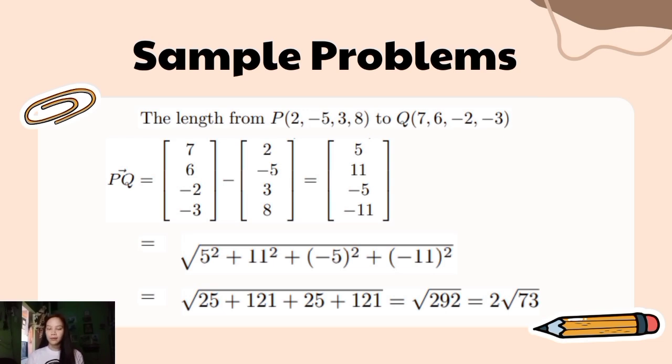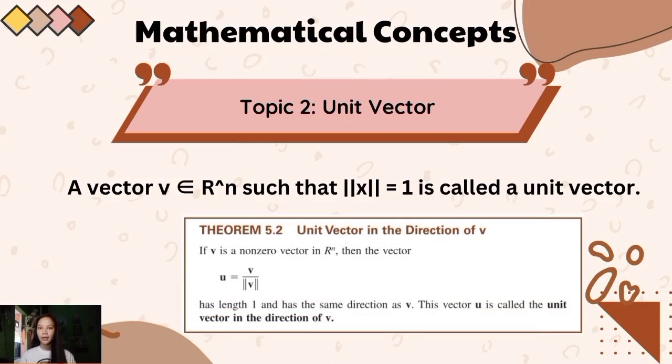Using our formula, we have 5 squared plus 11 squared plus (-5) squared plus (-11) squared. Simplifying, we have the square root of 25 plus 121 plus 25 plus 121, which is equal to the square root of 292. Reducing, we have 2 square root of 73. So that is the length of PQ. The next topic is the unit vector.